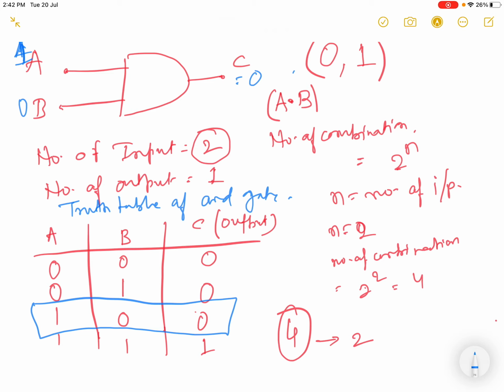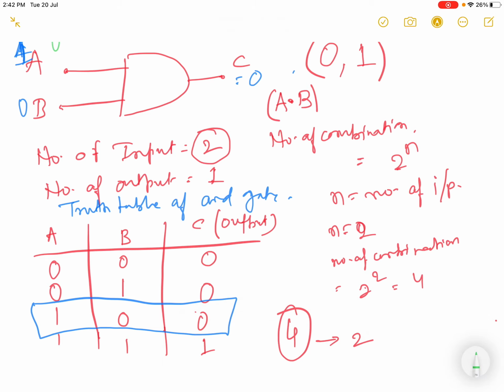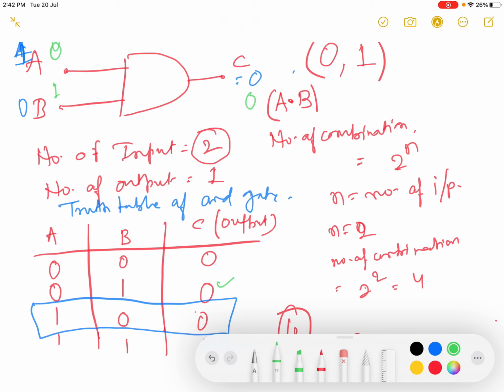So this is okay. If input is 0 and 1, what should be the combination? Output will be 0. Okay, so in this way we can define AND gate. Okay, coming on to OR gate.